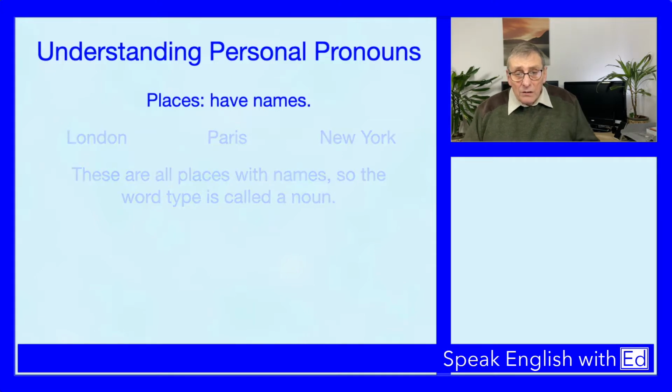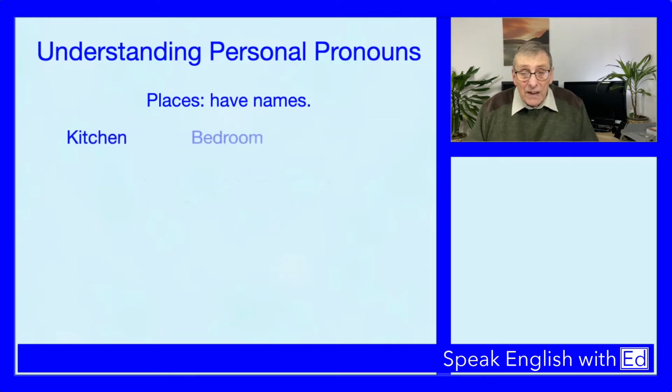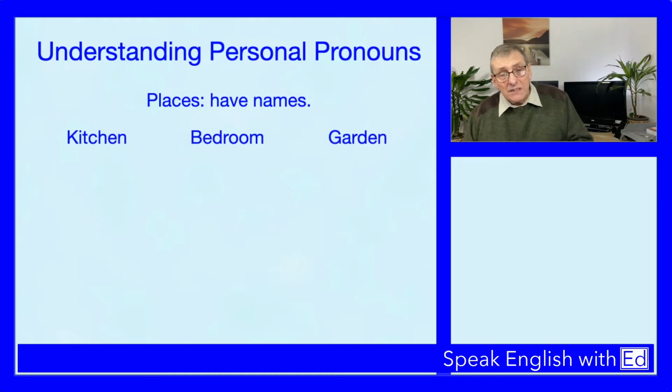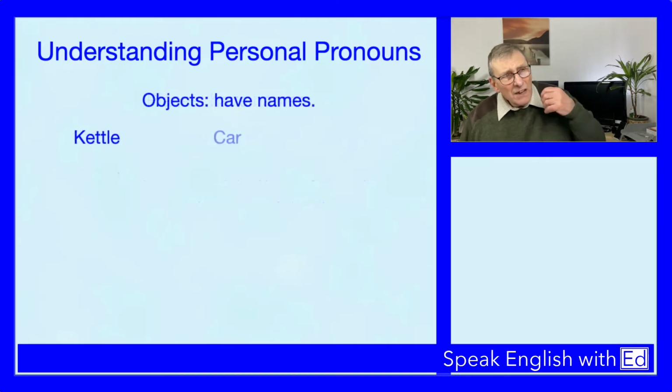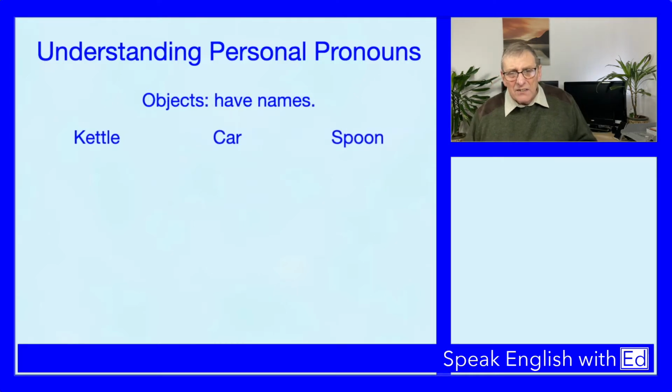And then other places have got names as well. There's not just towns and cities. Places like the kitchen, it's a noun, it's got a name. The bedroom, the bathroom, the garden, they've all got names. They're all nouns, so we can replace them with pronouns. And it makes your speech a lot easier as well.